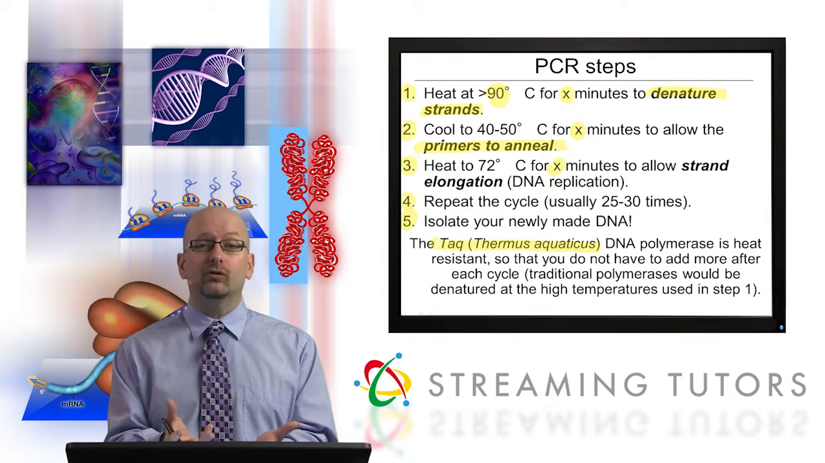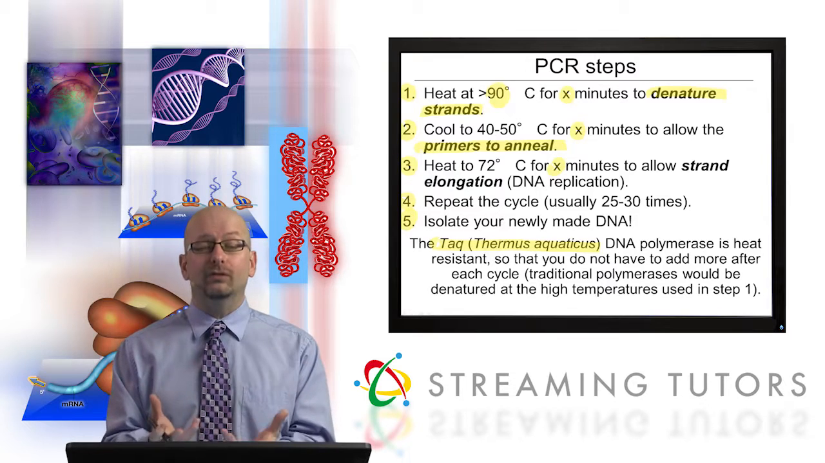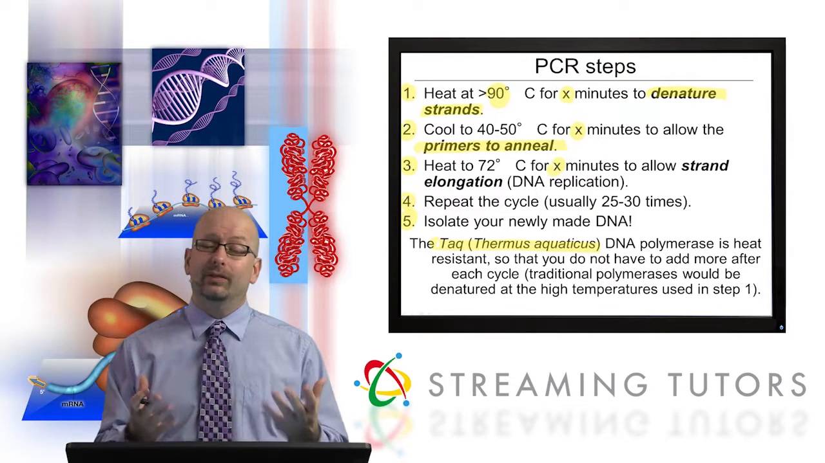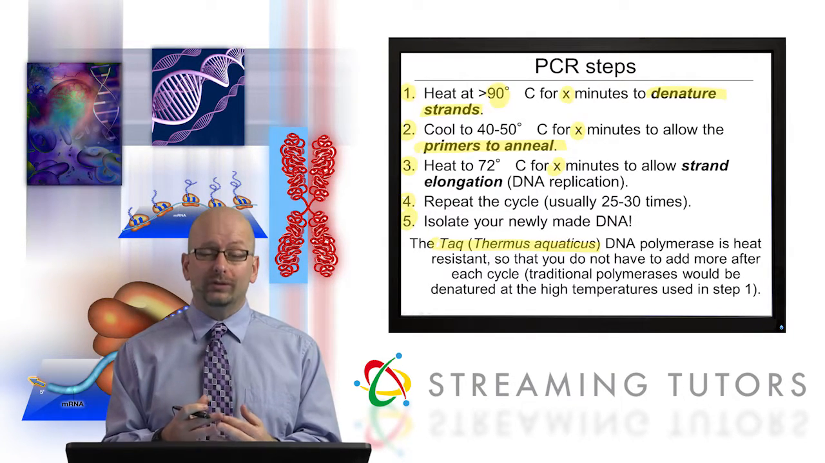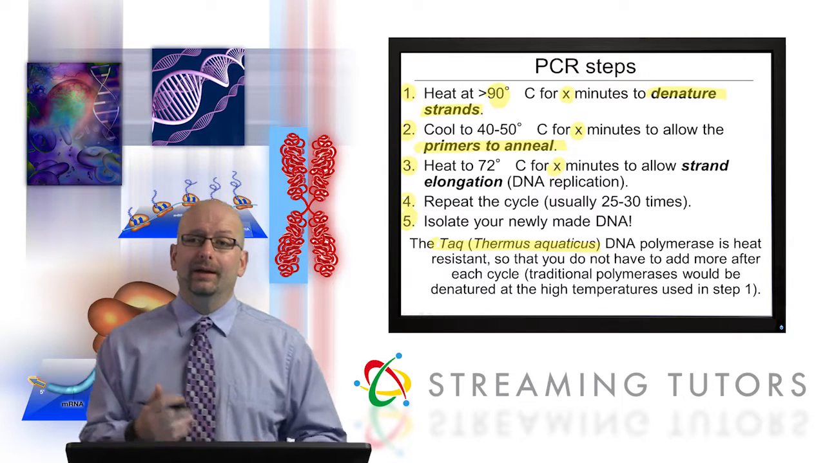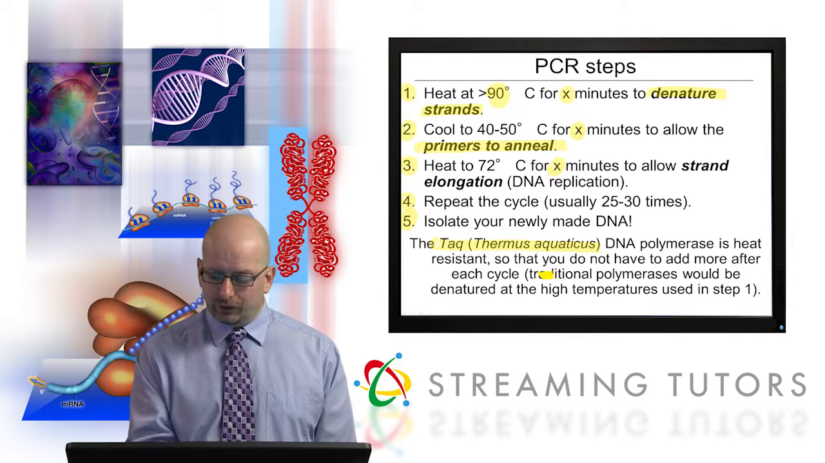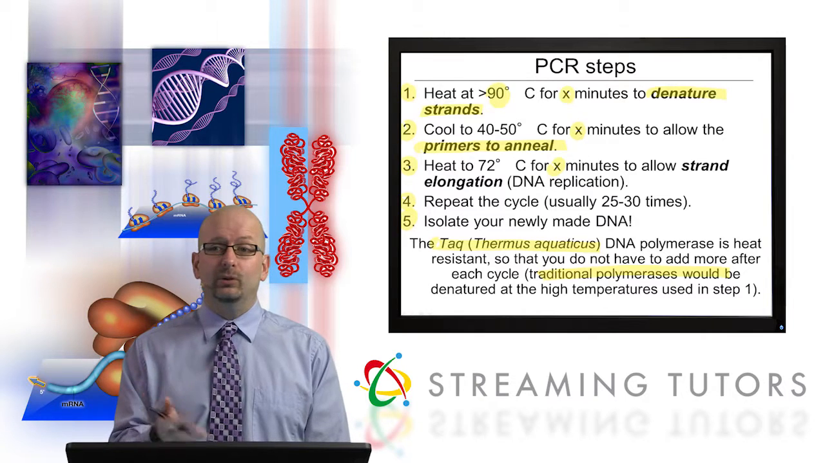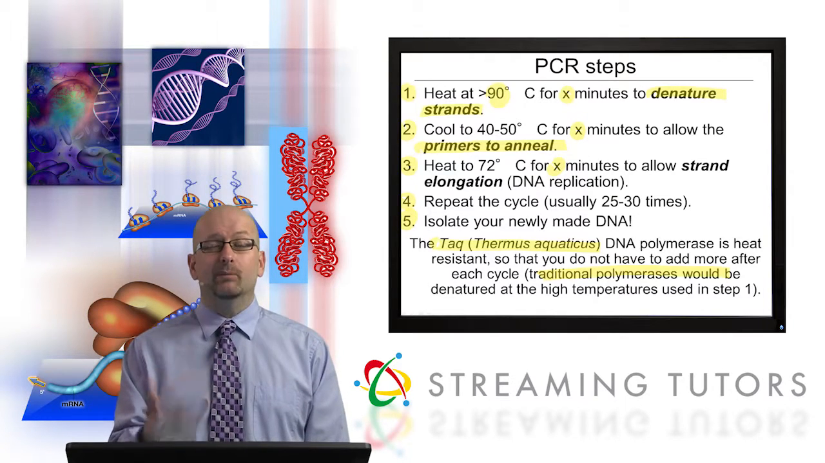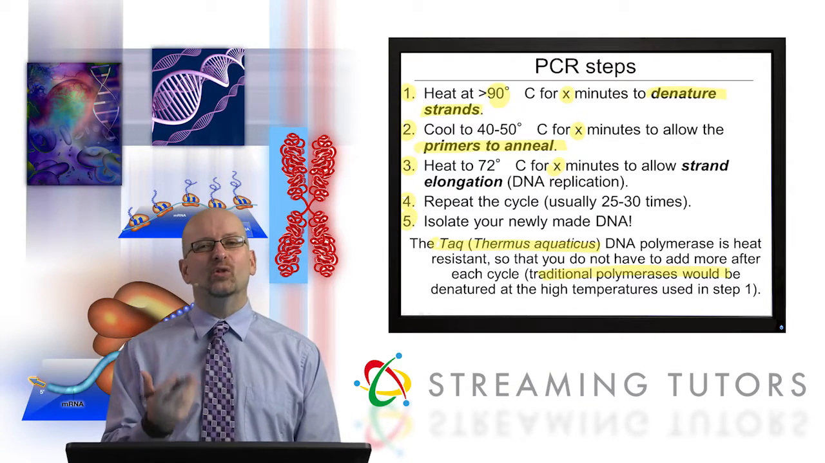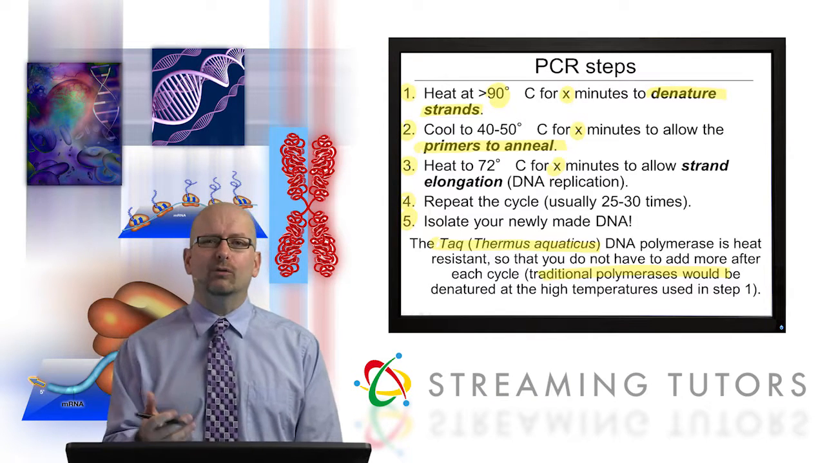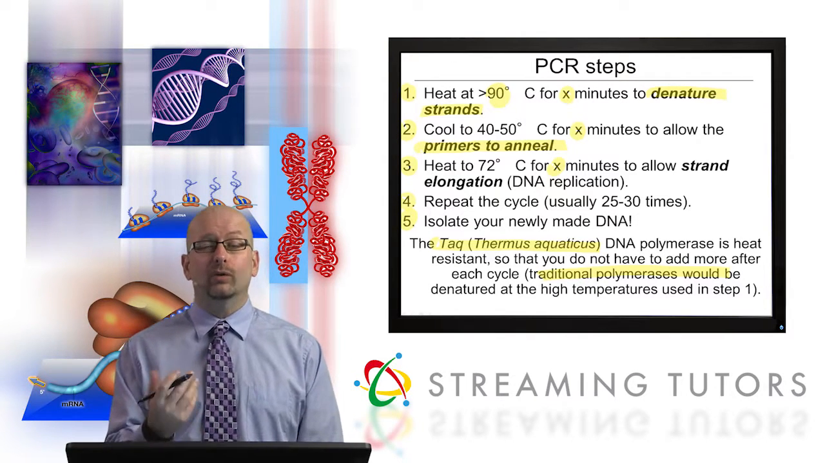That's because the organism it comes from lives in these very hot temperatures, so the protein has a structure that's resistant to heat denaturation. So as I say here, traditional polymerases, you would have to be adding them all the time because they'd keep getting denatured. So the discovery and usage of Taq really made PCR reasonable.